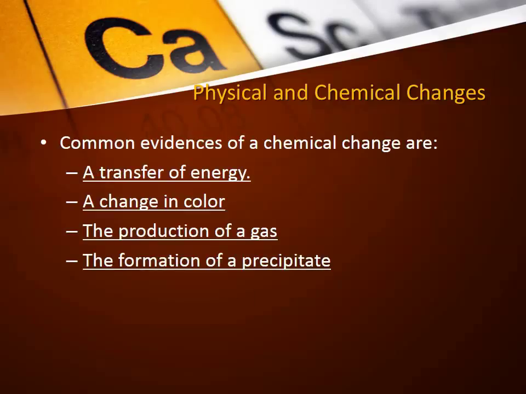Now, there are four evidences of a chemical change. A transfer of energy. You can think of something being hot or cold. Change in color, producing a gas, or forming of a precipitate. If just one of these occur, it's probably physical. But if more than one occur, it's likely a chemical change. For example, if I put food coloring in water, I have a change in color, but that's just a physical change.